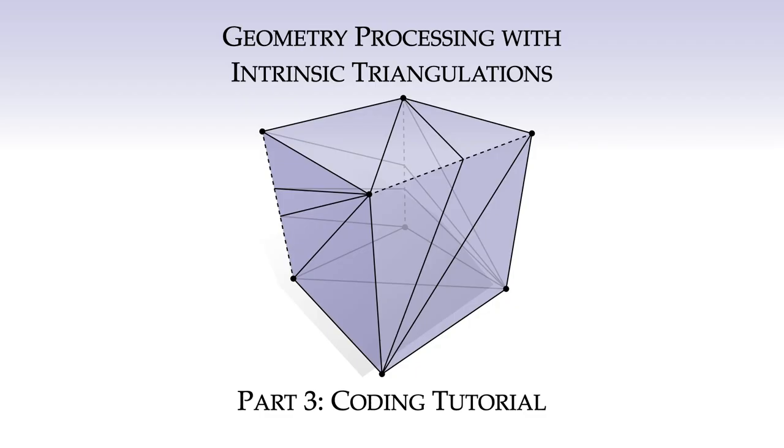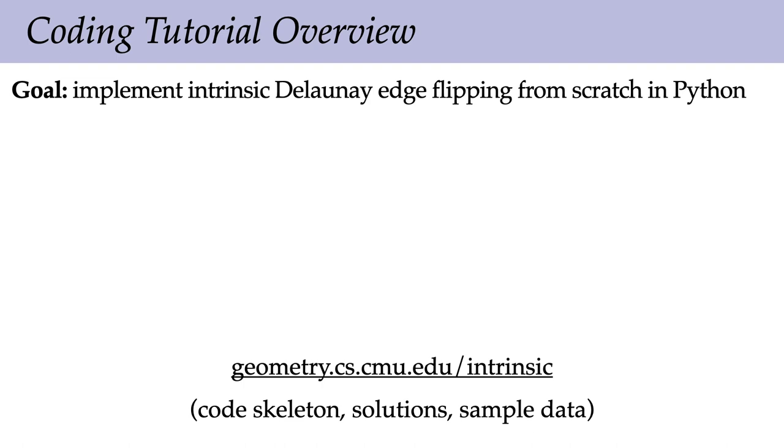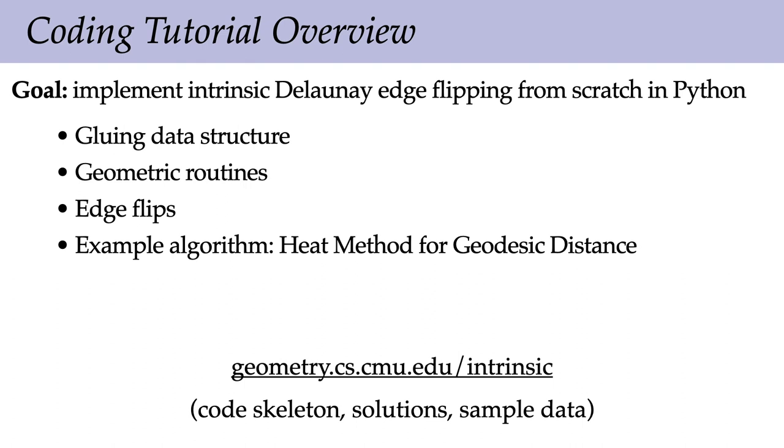All right, now that we understand the basics, let's work through a hands-on coding tutorial to start getting a feel for what it's really like to implement algorithms with intrinsic triangulations. A quick overview of how this will work: rather than just handing you some pre-existing software, we want to walk through the experience of implementing these routines from scratch yourself to really demystify intrinsic triangulations. The goal for today will be to implement intrinsic Delaunay edge flipping from scratch in Python. This will mean working through the gluing data structure, some basic geometric subroutines on intrinsic triangles, intrinsic edge flips, and then pulling this all together to use intrinsic triangulations for the heat method for geodesic distance.